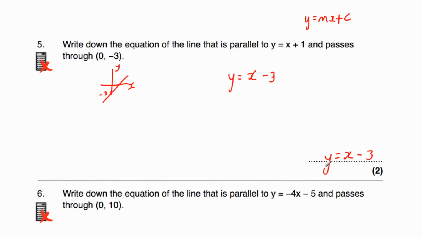So the equation of the line we're looking for is y equals x minus 3, because that line is parallel to the one we've been given. It's got the same gradient, and it passes through the point 0, minus 3 on the y-axis.